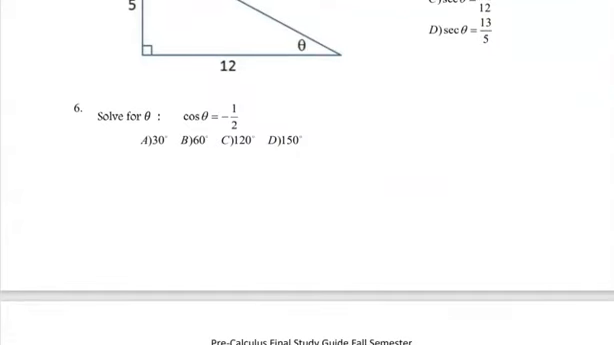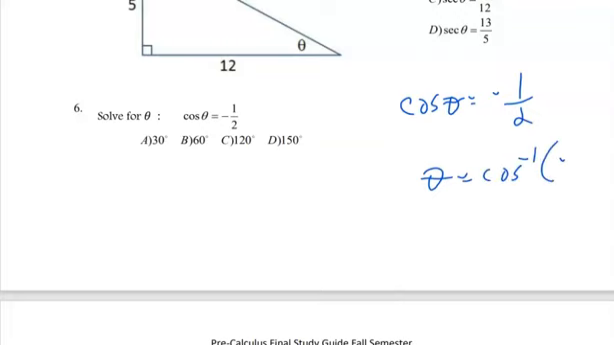Number 6 was the next one you asked about. It says find theta if cosine of theta equals -1/2. One way you could do this is write the equation cosine of theta is -1/2, and then say theta equals the cosine inverse of -1/2. I'm going to check it by plugging it into my calculator. My calculator says it's 120 degrees. That may be the most direct way.